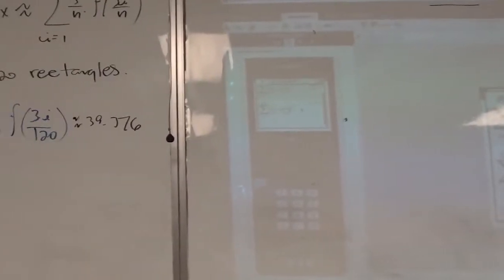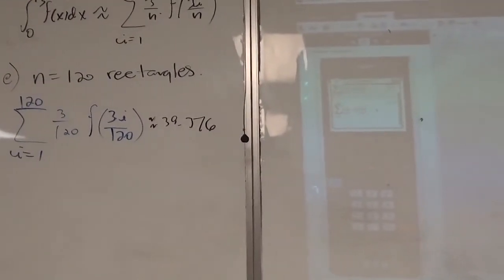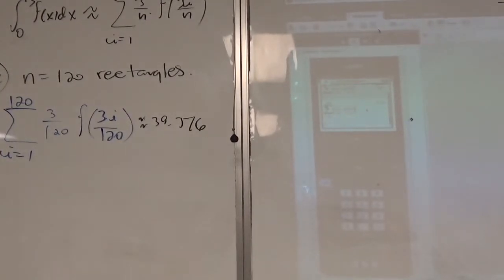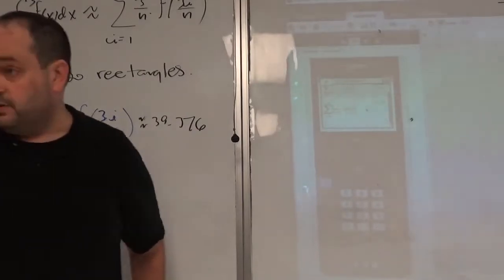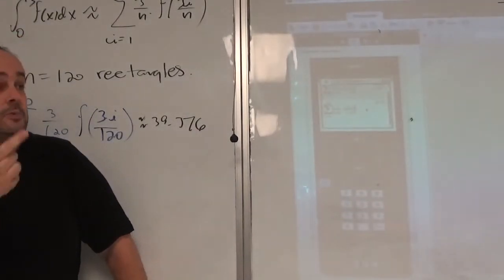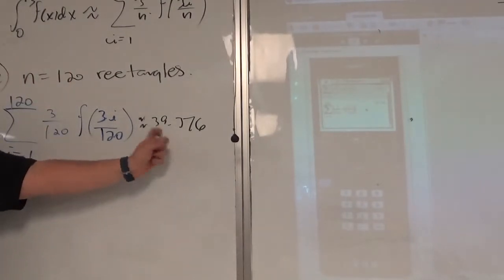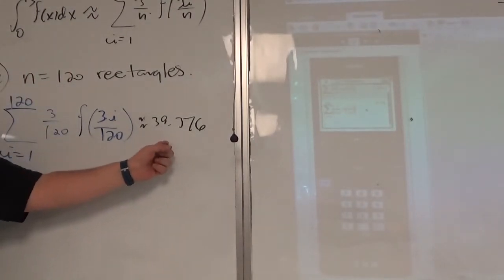And according to Paul's calculations, 39.376. How many of you are getting 39.376? Does 39.376 even make sense for this problem? We really don't know. Last time we had like 44 and some change. We increased the number of rectangles, which increases the accuracy, and now we've got 39.376. Does this make sense? Yes. Still an overestimate, getting closer to 39.